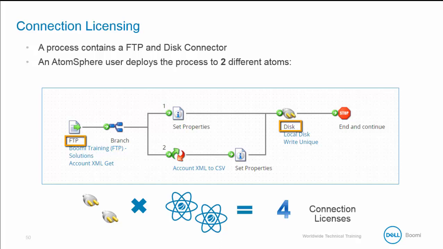Well, that would be using simple multiplication. It would be 4 connection licenses. So if we deploy our process to one atom, we would only use 2 licenses because we would go 2 times 1 equals 2.